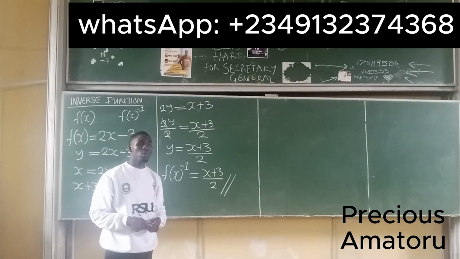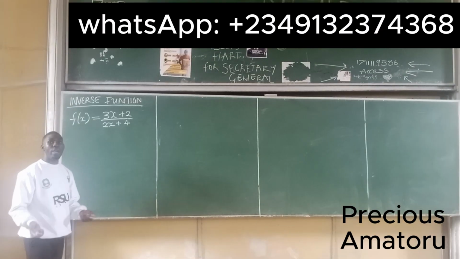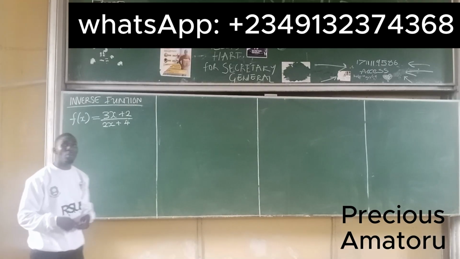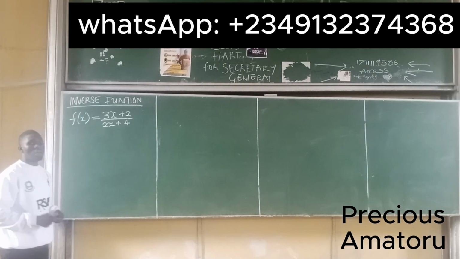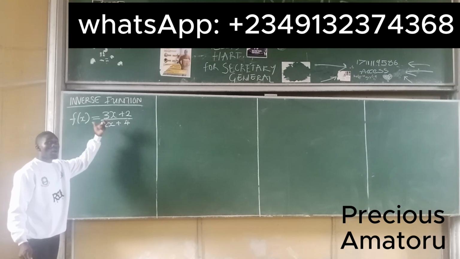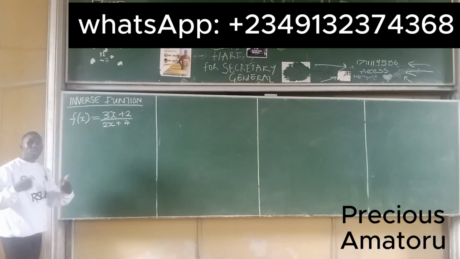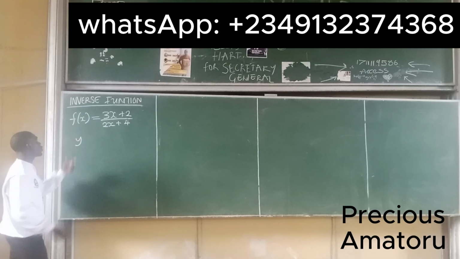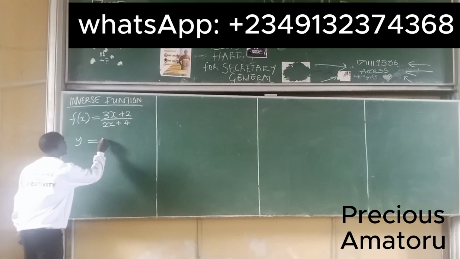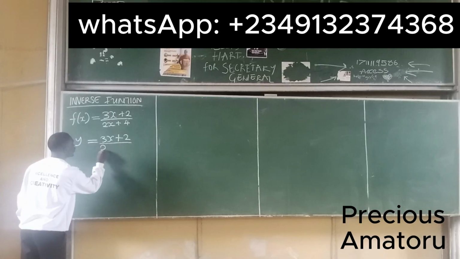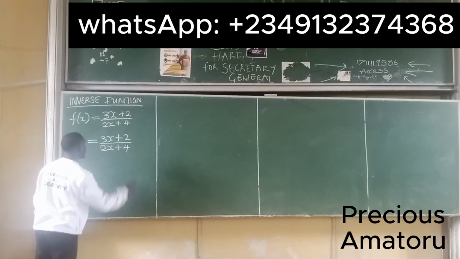Two more problems to enhance your comprehension. Okay, so let's see how to get the inverse of this. We've done a simpler one. Using the same procedure, let's see how we can get the inverse of this. So, using the same procedure, this function should be represented with y equal to 3x plus 2 all over 2x plus 4.